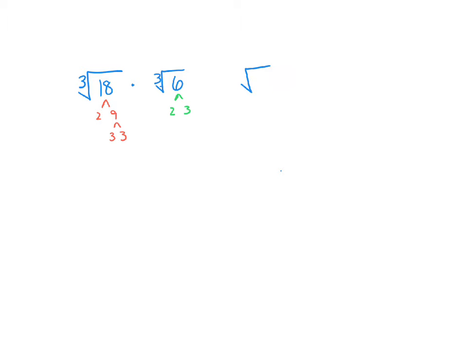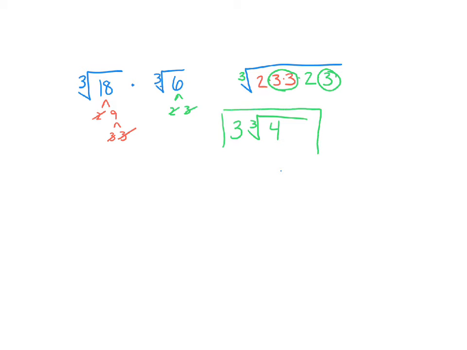So now when I rewrite my radical, I have 2 times 3 times 3 from the 18 times 2 times 3 from the 6. And again, we have an index of 3, so the name of the game is 3 of a kind, so it looks like I've got 3 3s. So 3 can come out of the radical, and I'm left with 2 times 2 on the inside, which is 4. So 3 times the cube root of 4. It's just that simple, my friends. This is pretty easy stuff.